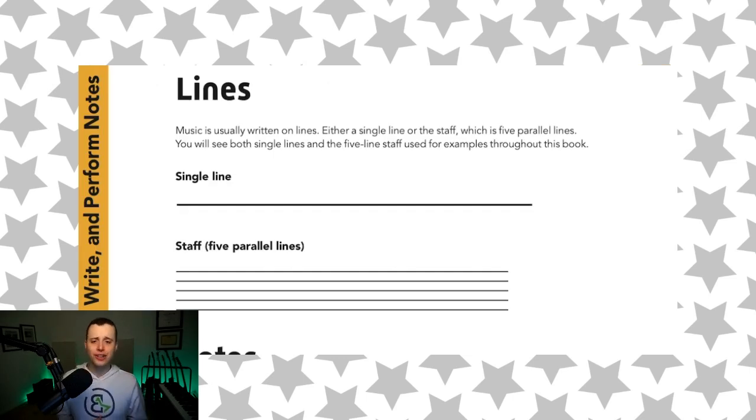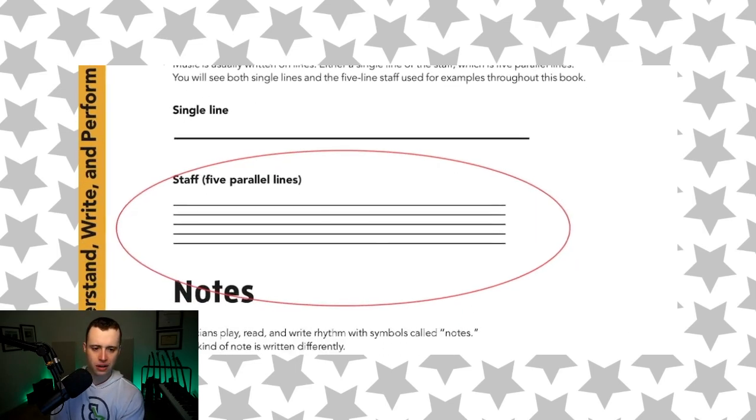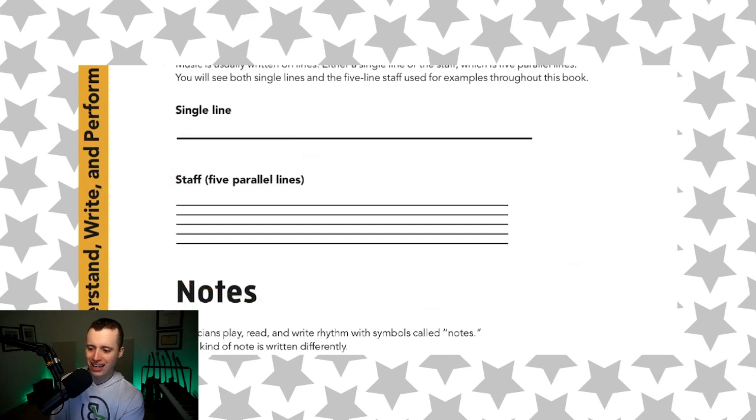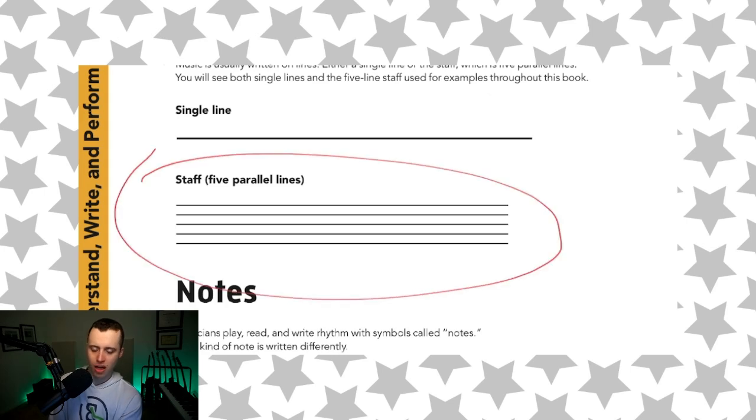In this lesson, you are going to understand all about lines. Music is usually written on lines, either a single line or the staff. The staff is 5 parallel lines, and you'll see examples in this book using both the single line and the staff, which is the 5 parallel lines right here. Every time you see these 5 lines together in music, that's called the staff. With your course, you got a free download of a piece of paper that's covered with staff. The reason is you're going to be using that paper to write music. Also, sometimes you will see music written just on a single line like this. More often than not, though, you are going to see music on the staff. I will see you in the next lesson.